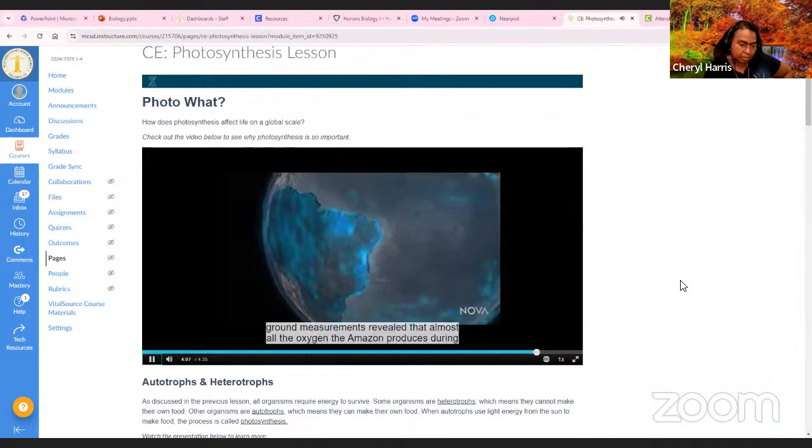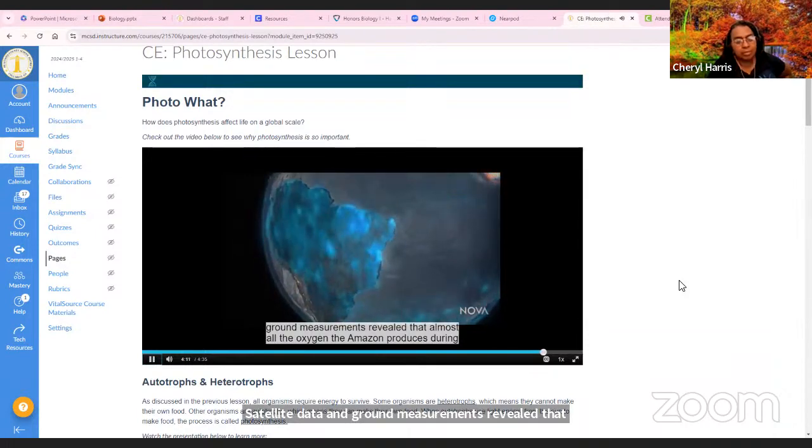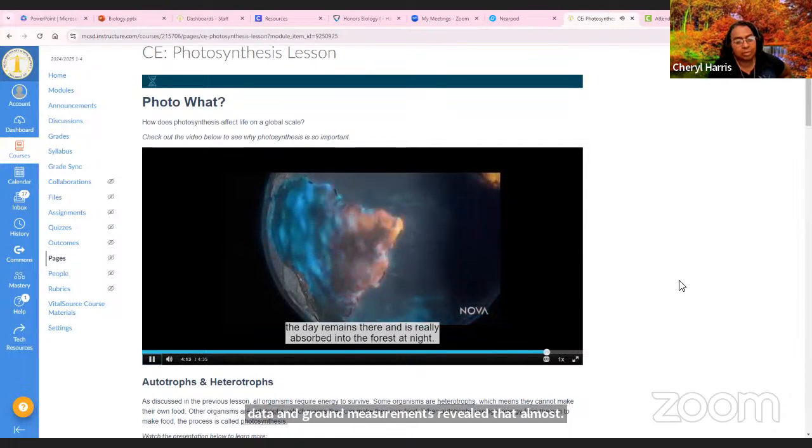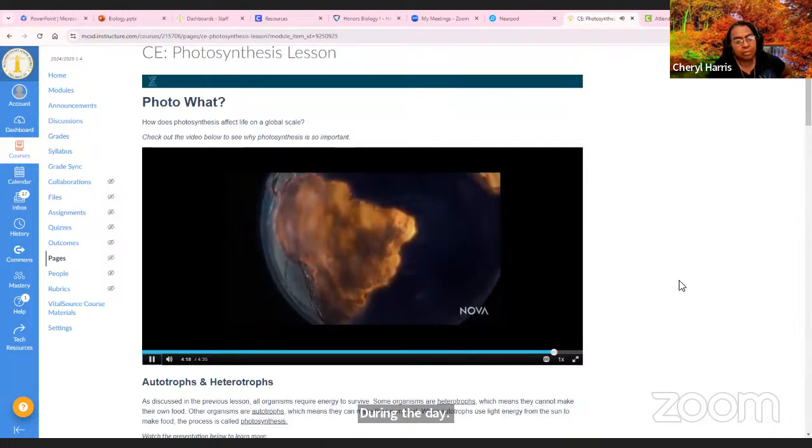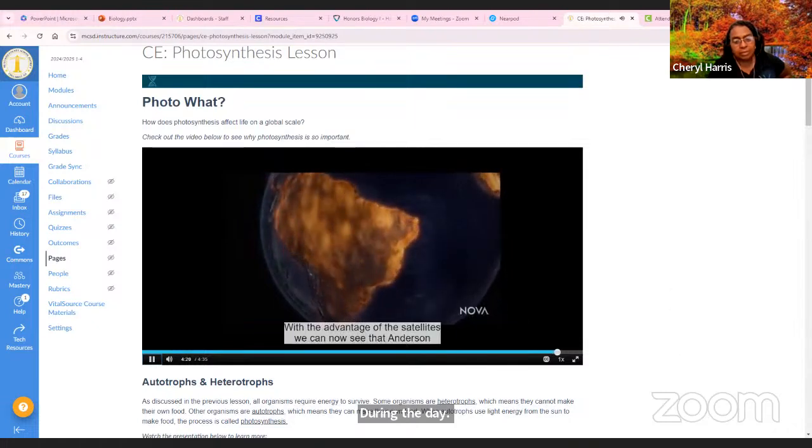Satellite data and ground measurements revealed that almost all the oxygen Amazon produces during the day remains there and is reabsorbed for the rest at night. That's the advantage of the satellites.